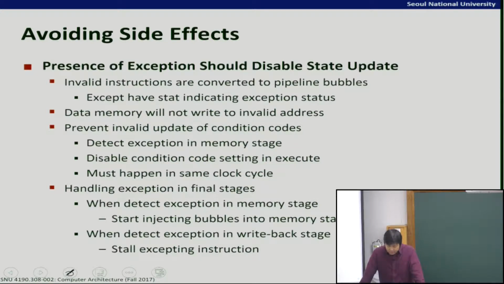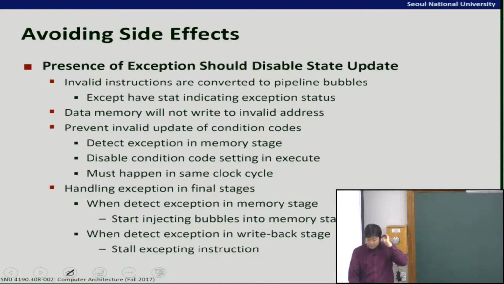In order to avoid side effects, invalid instructions are converted into pipeline bubbles, except for the stat field indicating the exception state. And data memory will not write to an invalid address. That must be done to protect the processor. We should not access an invalid address using data memory. And we also have to prevent invalid updates of the condition code.